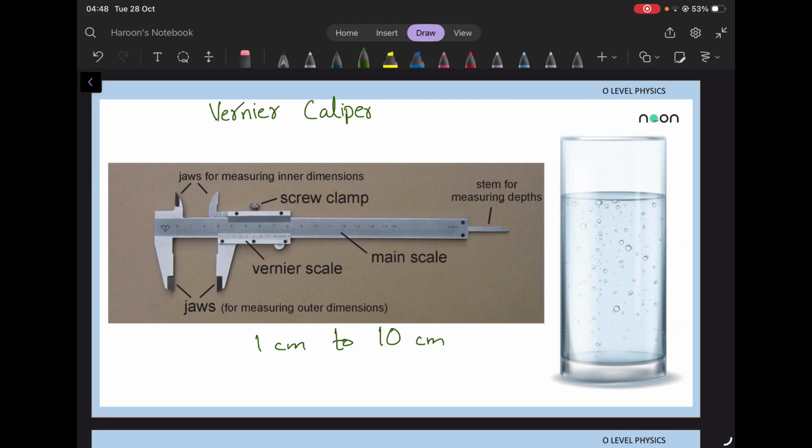The reason being, meter rule, imagine we had a 100 meter meter rule. Where would we store it? Because it can't bend, it would just break.